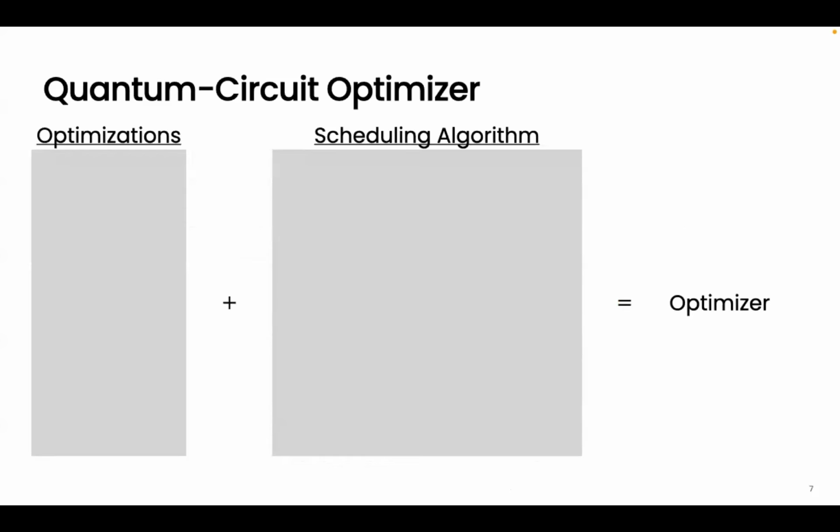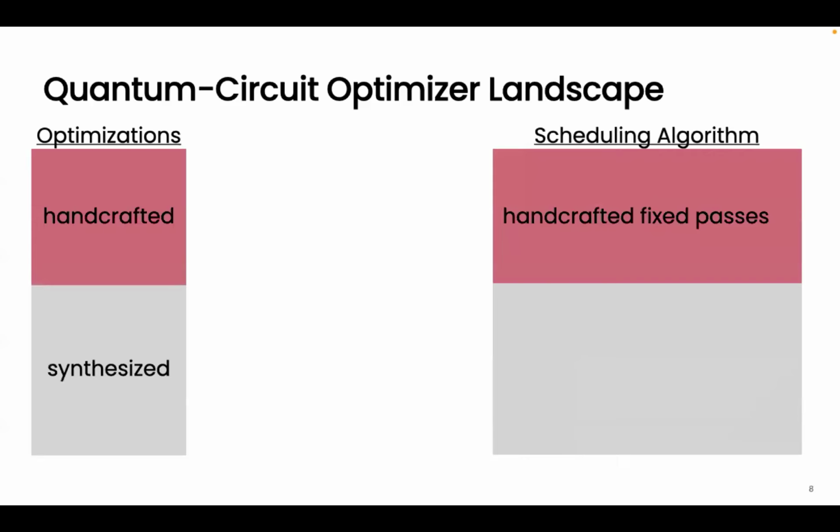So at a high level, all an optimizer is in this setting, we're going to view it as a set of optimizations along with a scheduling algorithm for applying these optimizations. And just to characterize the landscape a little bit, we're going to be separating these into both handcrafted solutions and ones that are more generic in the sense that they're synthesized. So for a scheduling algorithm, what this would mean is some generic search algorithm.